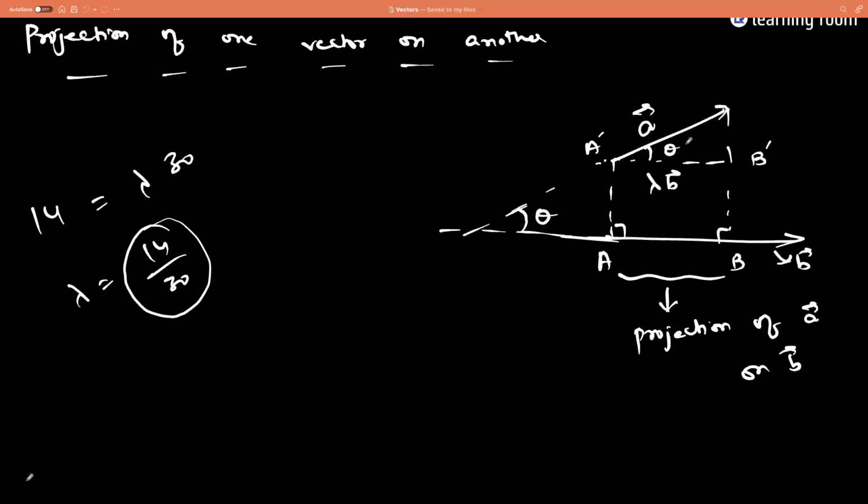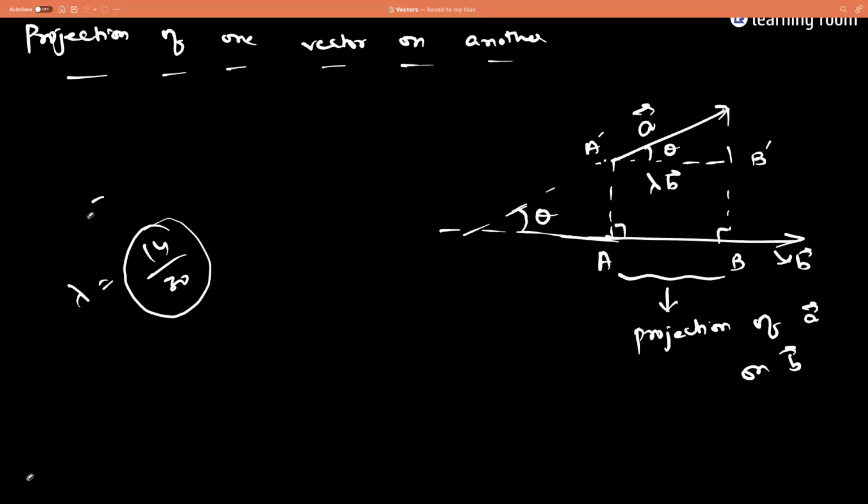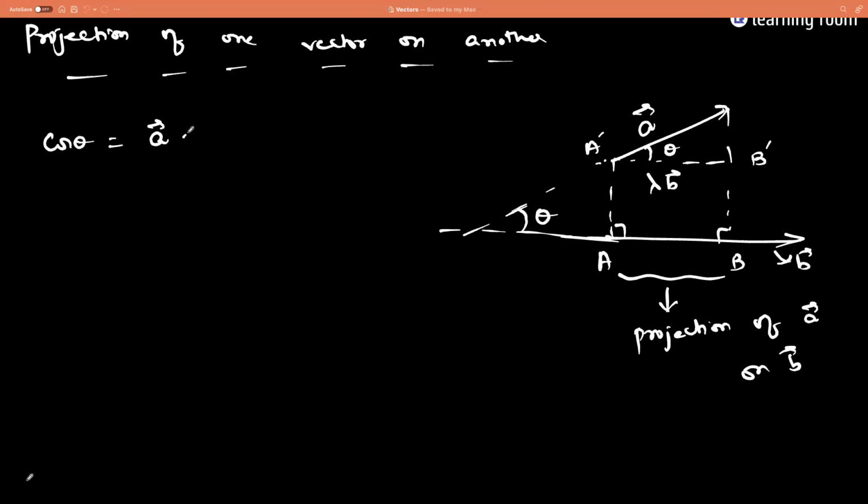If that is the scenario, we have a ready-made formula in our hand, which defines the angle between two vectors. What is it? Cos theta is equal to A vector dot B vector divided by magnitude of A vector into magnitude of B vector.